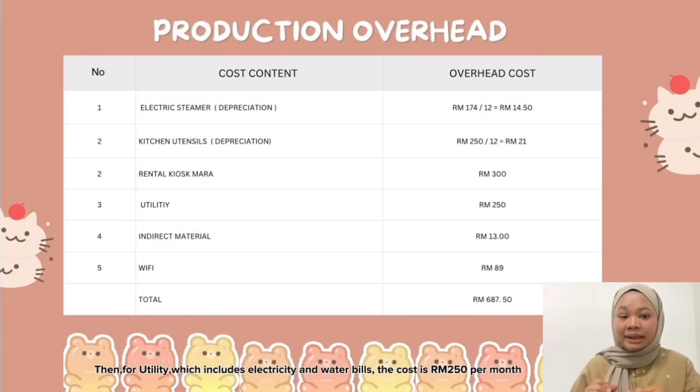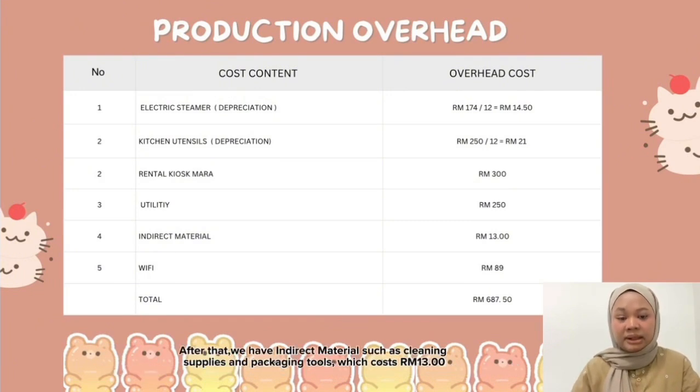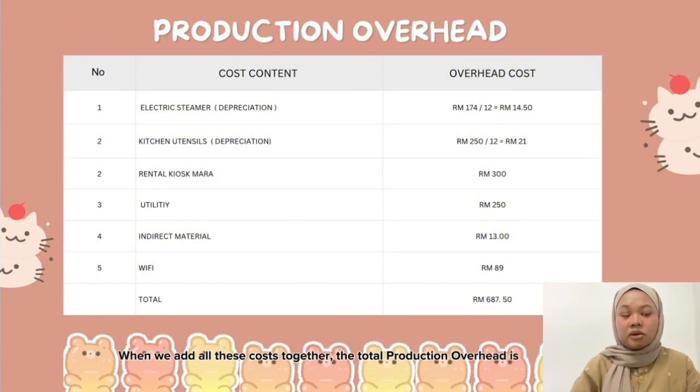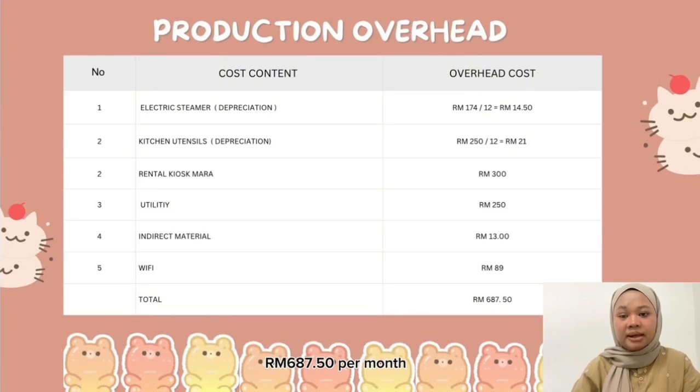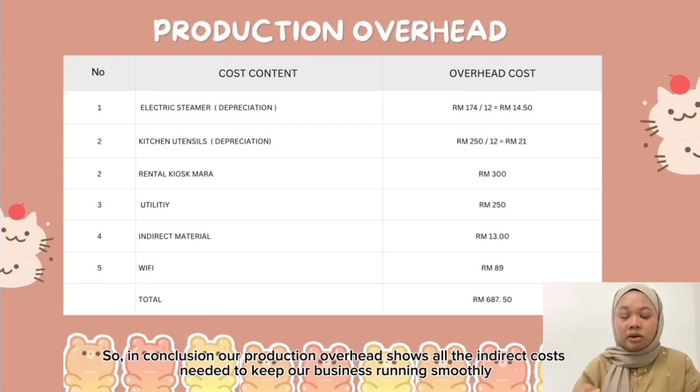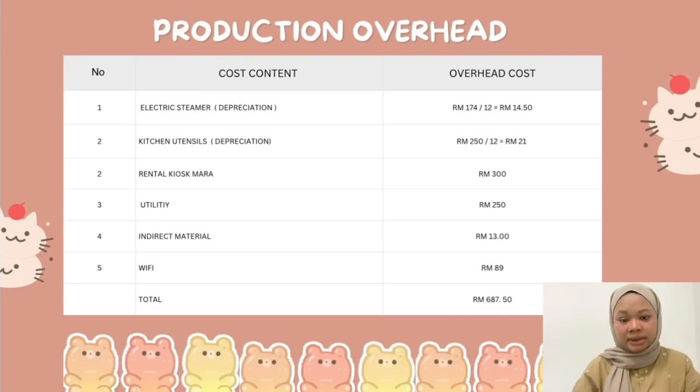Then, for utility, which include electricity and water bill, the cost is 250 ringgit per month. After that, we have indirect materials such as cleaning supplies and packaging tools, which cost 30 ringgit. When we add all these costs together, the total production overhead is 687 ringgit and 80 cents. So, in conclusion, our production overhead shows all the indirect costs needed to keep our business running smoothly.